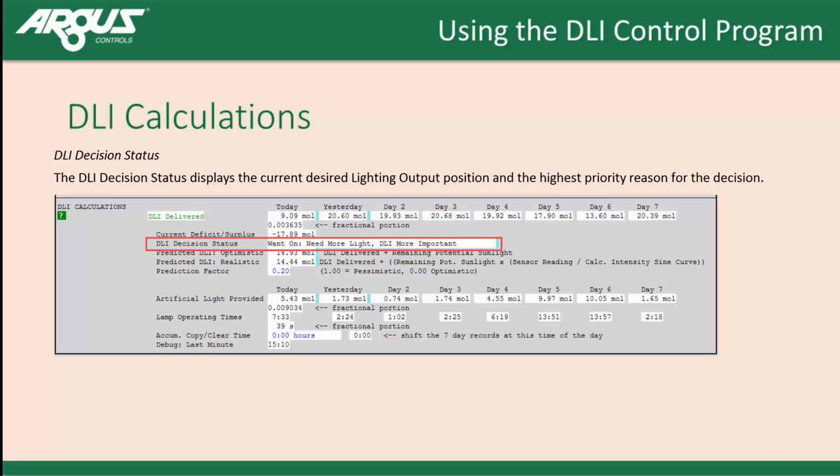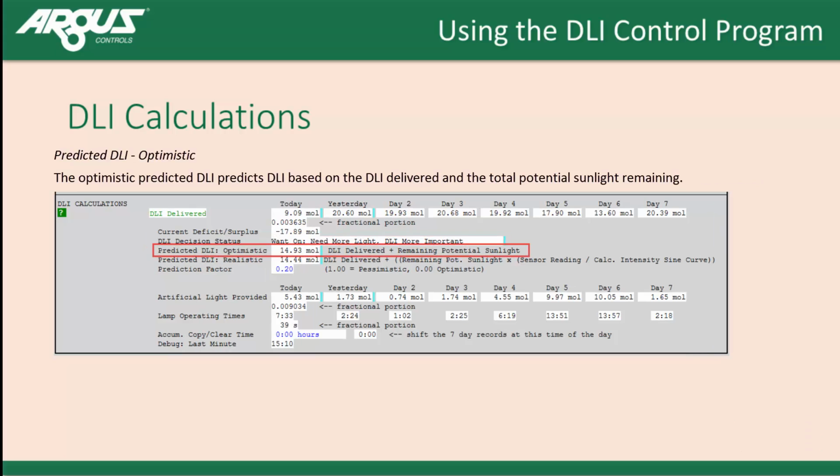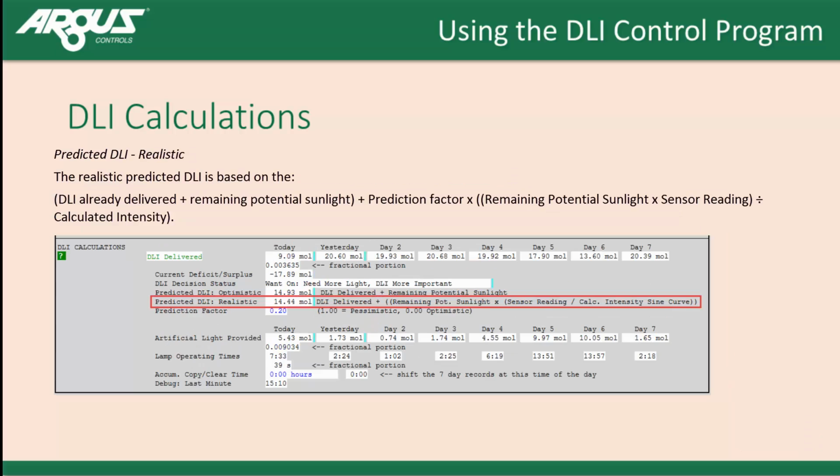DLI decision status. The DLI decision status displays the current desired lighting output position and the highest priority reason for the decision. Predicted DLI optimistic. The optimistic predicted DLI predicts DLI based on the DLI delivered and the total potential sunlight remaining. Predicted DLI realistic. The realistic predicted DLI is based on the DLI already delivered plus remaining potential sunlight minus the prediction factor multiplied by remaining potential sunlight times the sensor reading divided by calculated intensity.